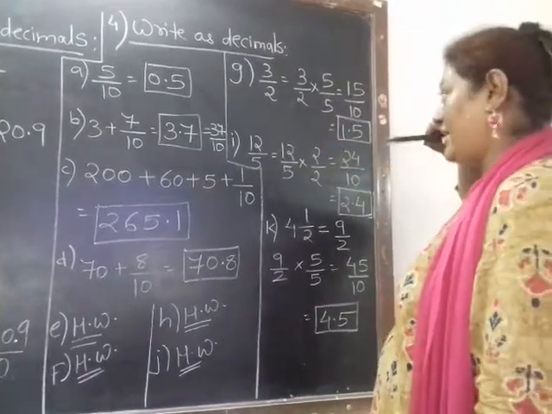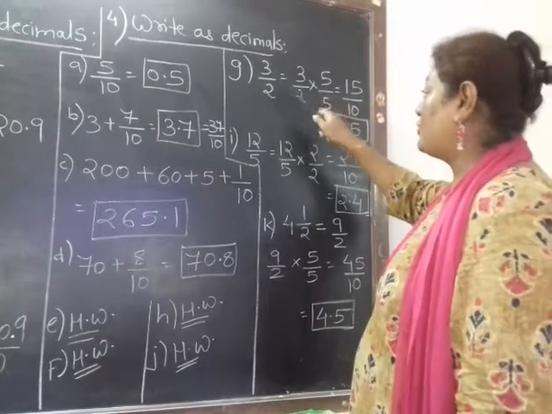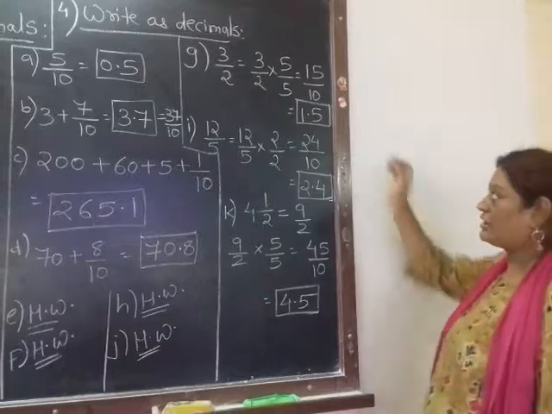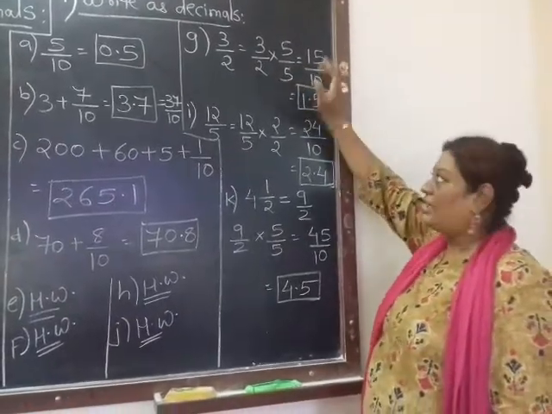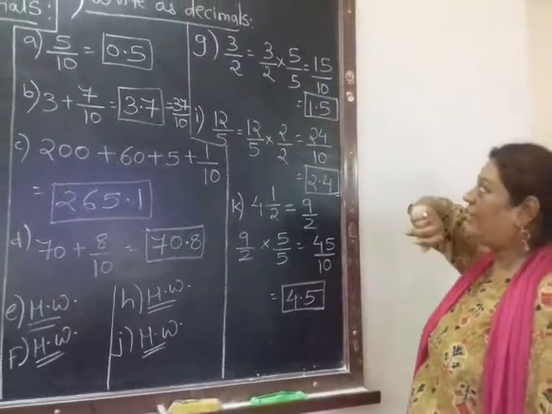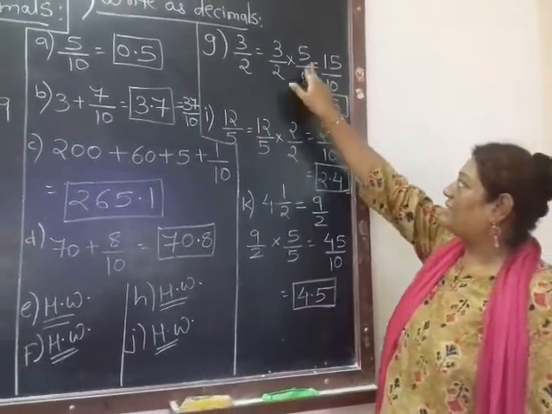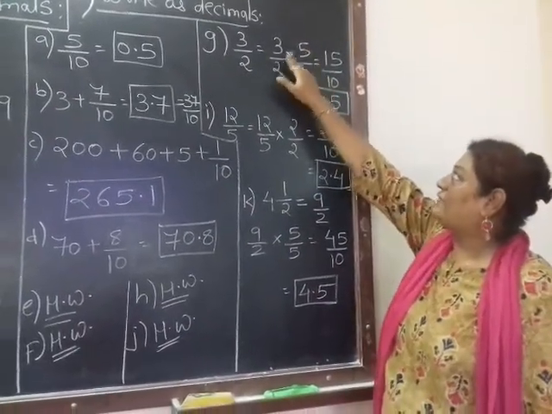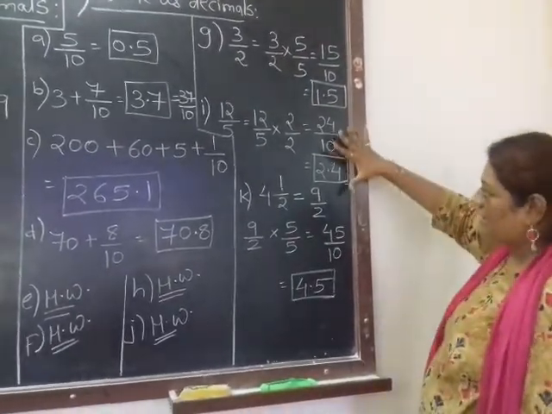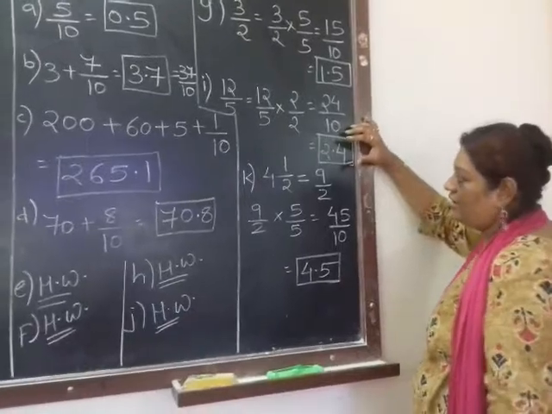Okay, now here they had given 3 upon 2. The denominator is not 10, nor 100, nor 1000. Convert it into 10 or 100 or 1000. Multiply 2 with such a number that it will give you denominator 10. So 2 5s are 10. The same will be multiplied, 5 with 3. 15 upon 10, 1.5 is the answer. This is the same method that we had done.